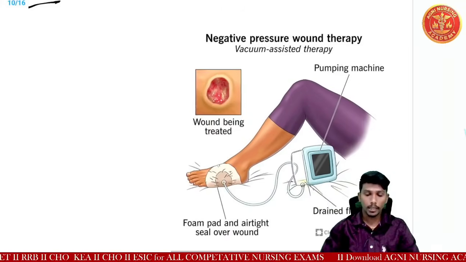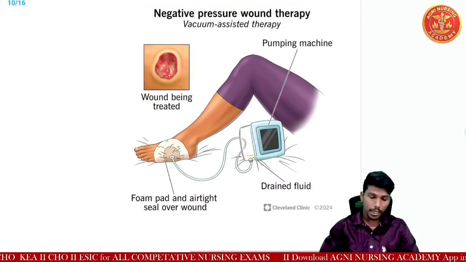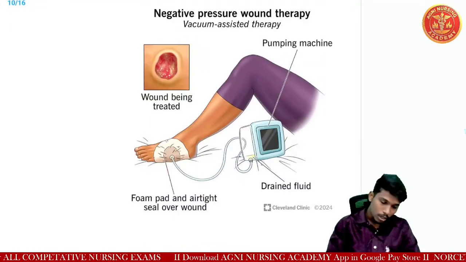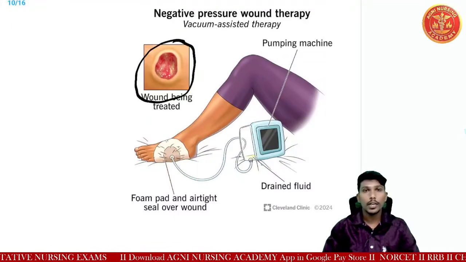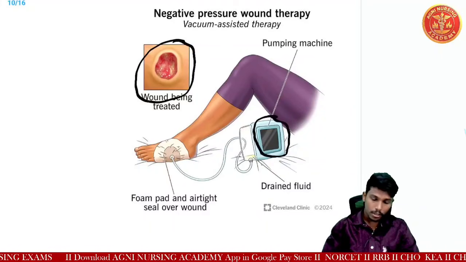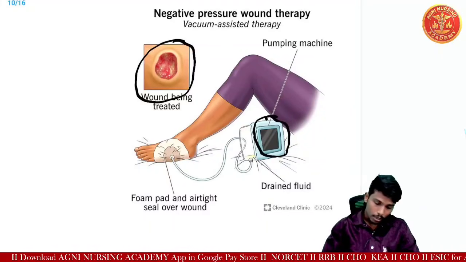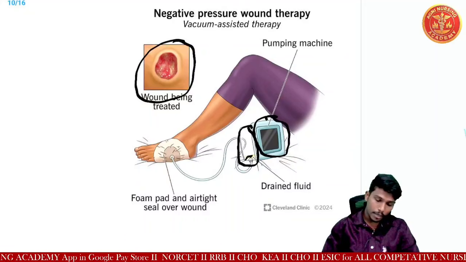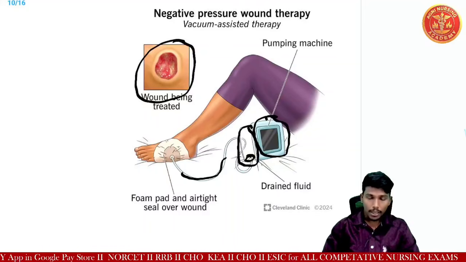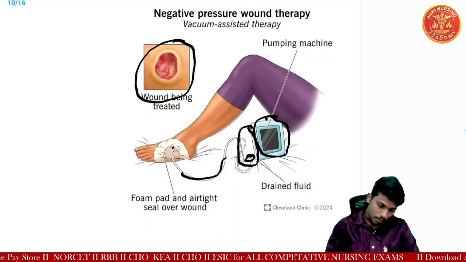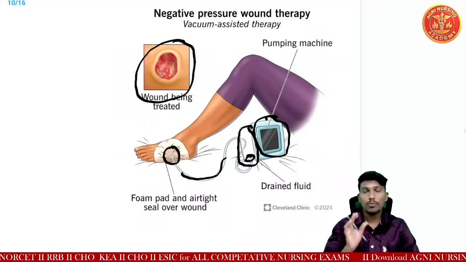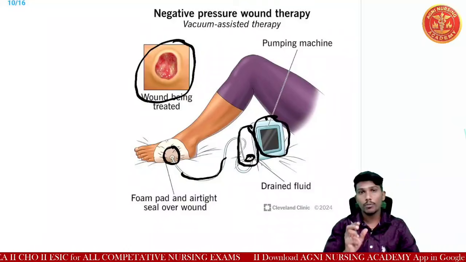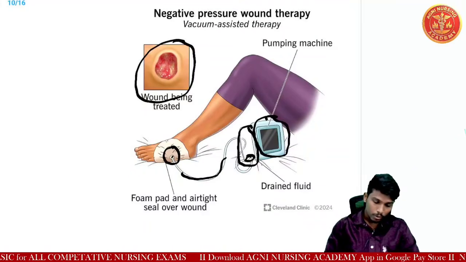Coming to VAC therapy, you can see this image: negative pressure therapy or vacuum assisted closure. You can see the wound here, this is the wound being treated, and here is a machine that maintains the negative pressure. Then there is a container for drain collection, whatever comes from the wound will collect here. Then there is tubing for the negative pressure suction, and a small foam dressing. This foam is like a sponge. It will absorb whatever fluid is collected in the wound, and it will come through these tubings.